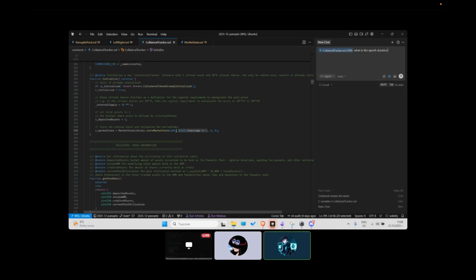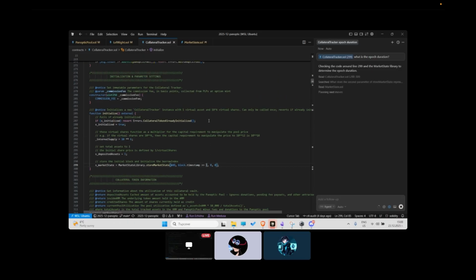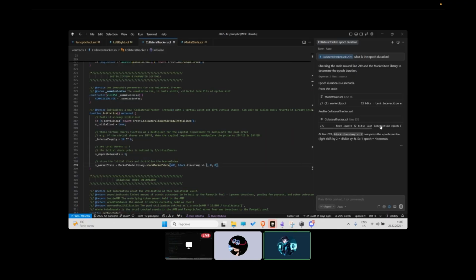This doesn't look right. I mean, if they want 64, they should shift, I don't know, 6 times. I think it's six. Yeah, 6 times. But it's 4 seconds. You see what I mean? Why? Interesting. One epoch is block timestamp divided by 4. Yeah, it's supposed to be 4 seconds.